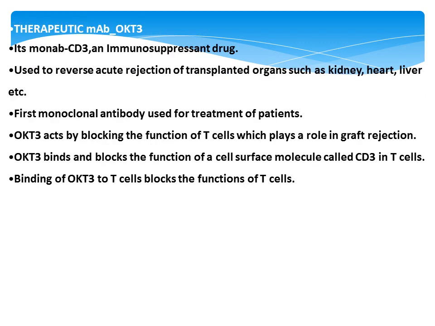Therapeutic monoclonal antibody OKT3. It is a monoclonal antibody against CD3, which is an immunosuppressant drug. It is used to reverse acute rejection of transplanted organs such as kidney, heart, liver, etc. It is the first monoclonal antibody which is used for the treatment of patients. And how does it work?